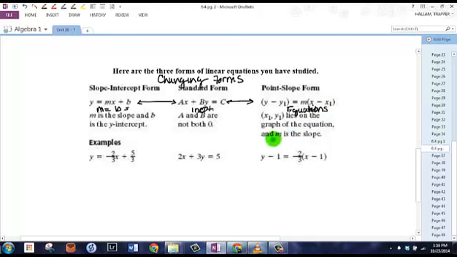Equations. Okay? They each have their own benefit. We need to be able to move between them. And that's the notes. All right, we'll see you in class, guys.